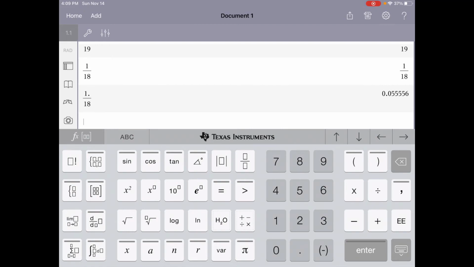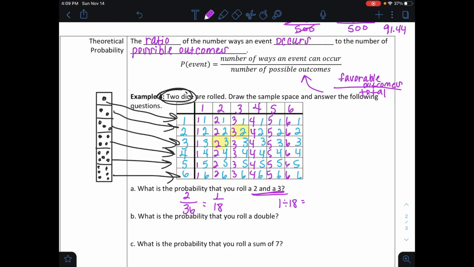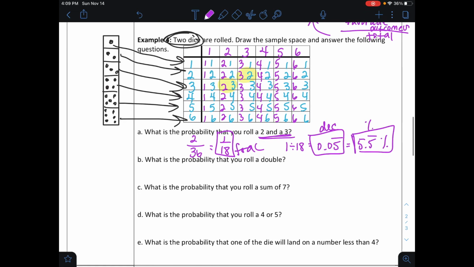Okay, that would be 0.06 or 0.05 repeating. So it could be 0.05 repeating, or you can just leave it like this. Okay, or if you want to change it to a percent, you could change it to the percent, 5.5 repeating percent. Okay, so you got options. You got the fraction, you got the decimal, and then you got the percent. So you can choose on a worksheet. I'm going to keep it as a fraction because I don't feel like doing all that extra work.